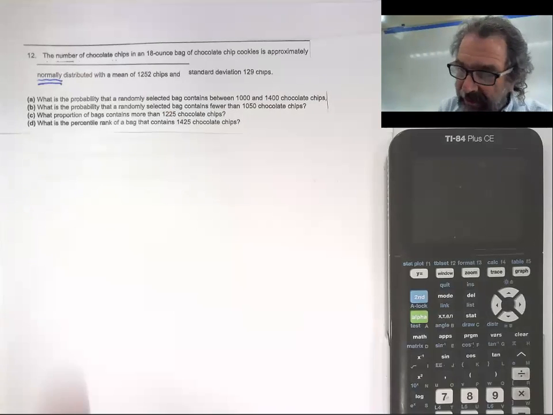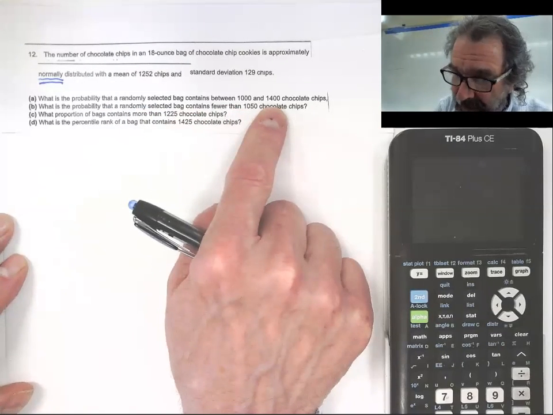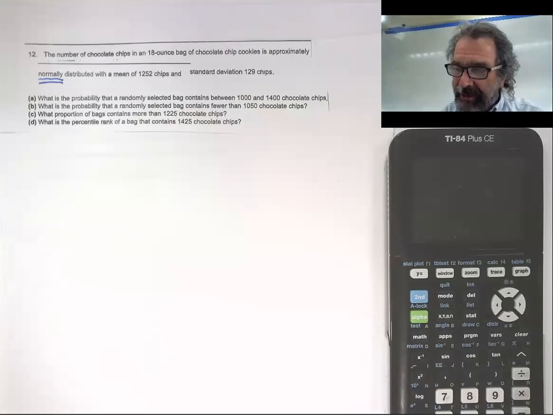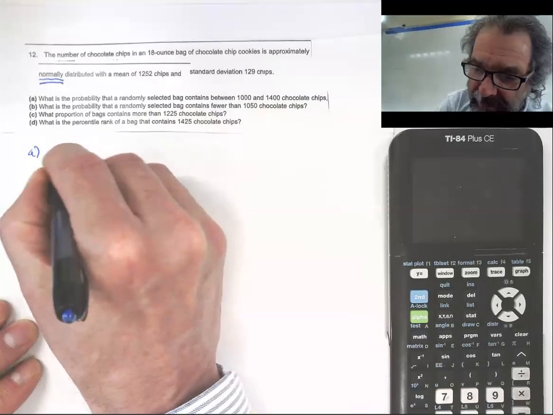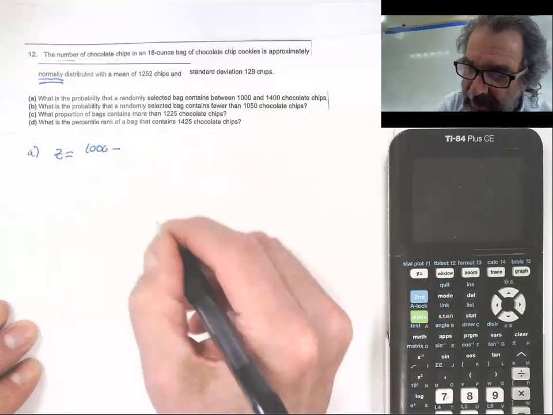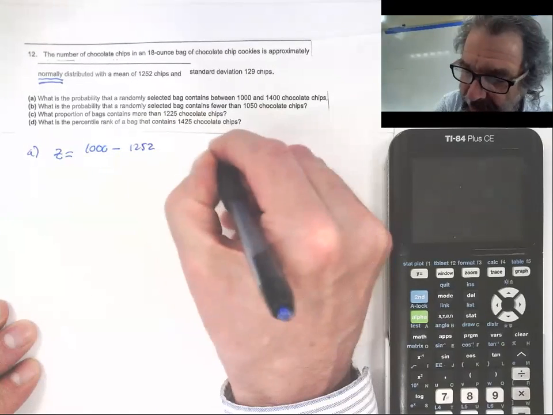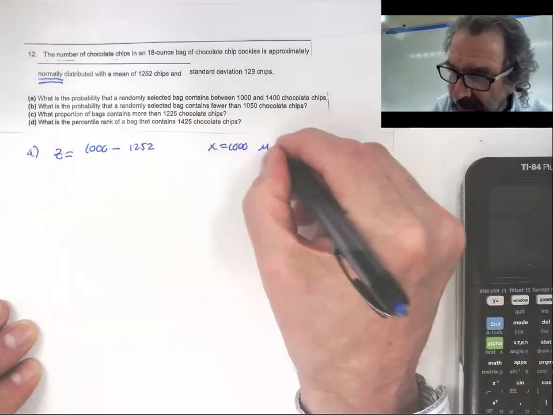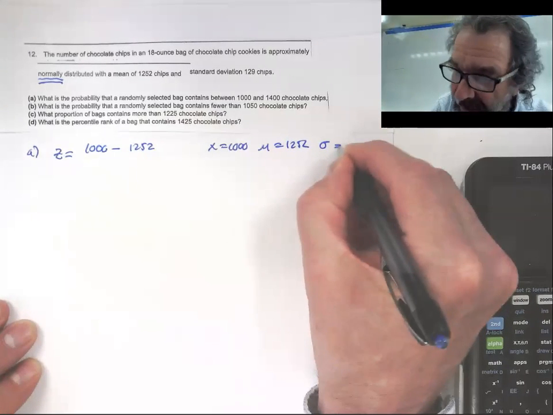One is, what's the probability a randomly selected bag contains between 1,000 and 1,400? So that's a between two value normal probability question. We're going to compute z for both. So we're going to compute z for 1,000. So it's x minus mu over sigma. Mu was 1252. I'll write it down over here. X is 1,000. Mu is 1252. And sigma is given at 129.